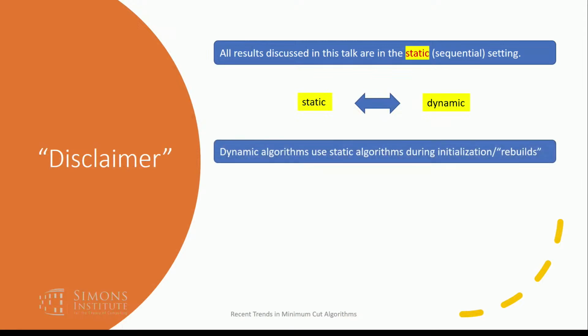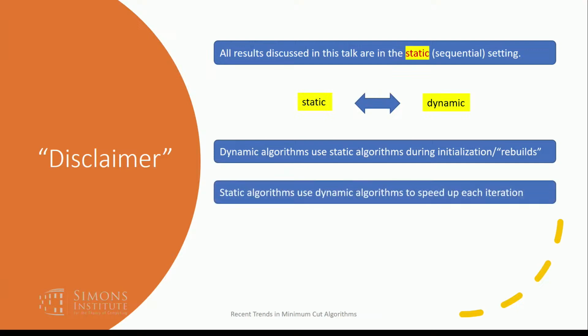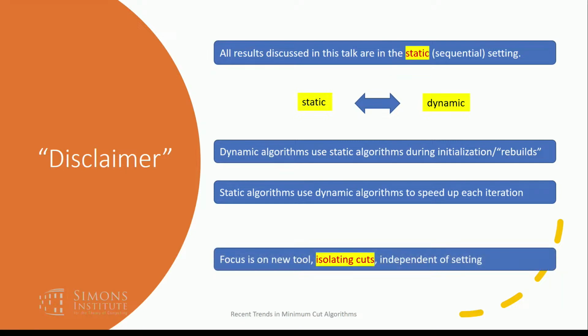For example, we've seen that dynamic algorithms often use static algorithms during initialization or as a rebuilding step. For example, rebuilding a certain data structure after a certain number of iterations. And also, static algorithms use dynamic algorithms to speed up each iteration. But regardless, the focus of this talk will be not so much the setting itself, but the main tool that I'll be discussing, which is isolating cuts.